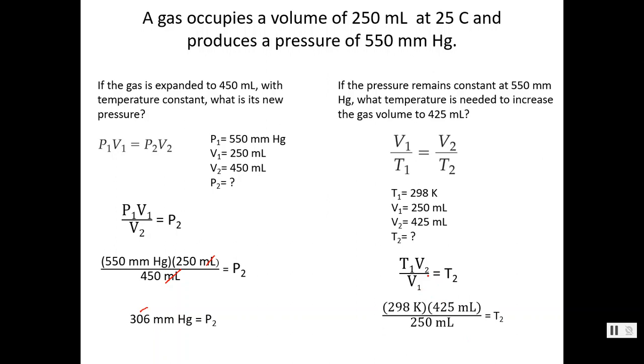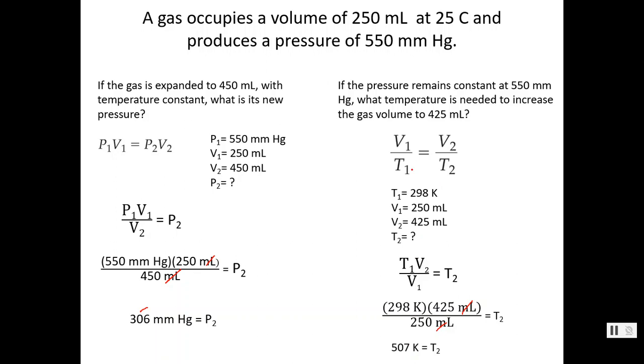When I plug in my appropriate values, I see that my milliliter units cancel. I'm left with Kelvin, which is good, a temperature scale. So then doing your multiplication and division gives you a temperature of 507 Kelvin, which would be a perfectly acceptable answer for this problem.